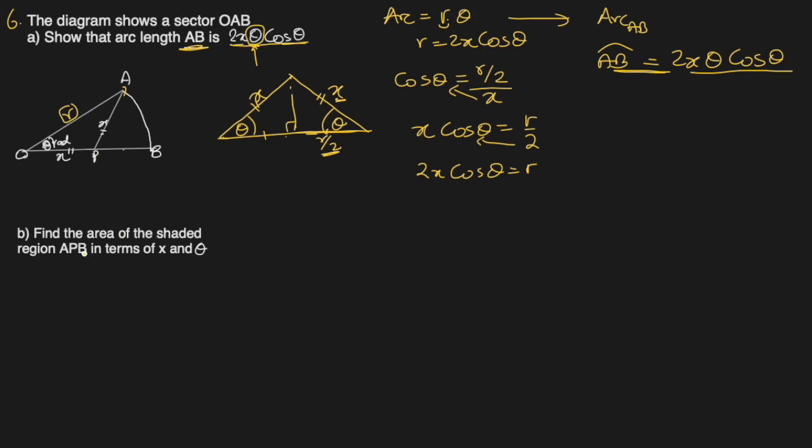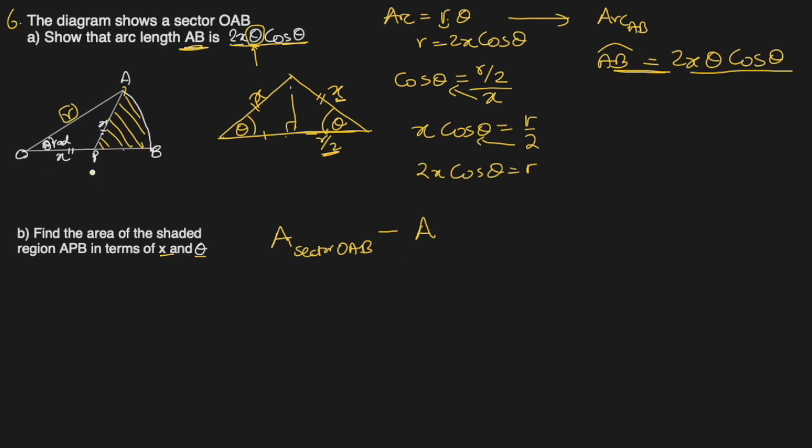All right. Part B, find the area of the shaded region. There's no shaded region here. I've done it manually. So this is what they're saying, APB. This shaded area, they want the area of, in terms of x and theta. So my plan is that I will find the area of this whole sector OAB, the whole sector, and I will subtract the area of the triangle.